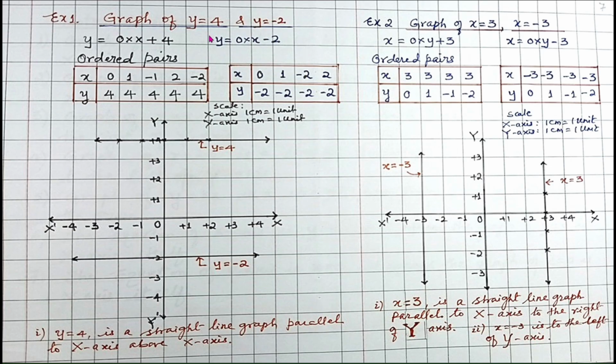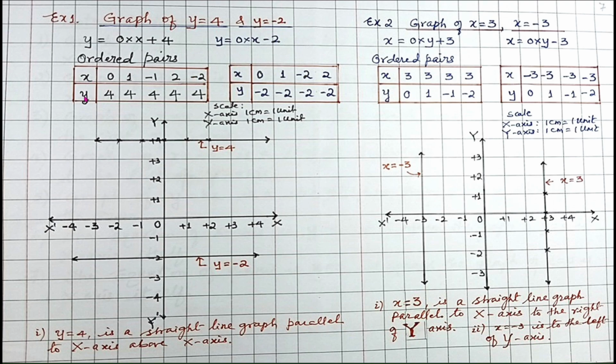Now other graphs here, the graph of y is equal to 4 and y is equal to minus 2. Let us see what graphs we get. If I take the graph of y is equal to 4, first let me write it in standard form. We know that y is equal to mx plus b. So the standard form will be, since x is not there, I put 0 here, 0 into x is 0 plus 4, again I get y is equal to 4. So write the linear equation in standard form first, then find the ordered pairs.